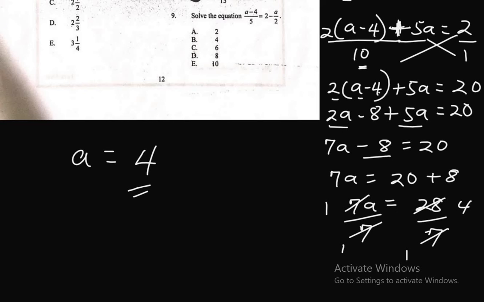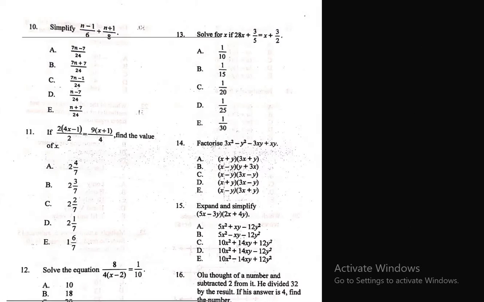7a equal to 28. To get the value of a, we divide both sides by 7. 7 here 1, 7 here 1. 7 into 28 is 4. So a is equal to 4. Now let's look for the right option. The right option is B. Alright, we are done with the first page. That's page 12. Let's go to the next page.